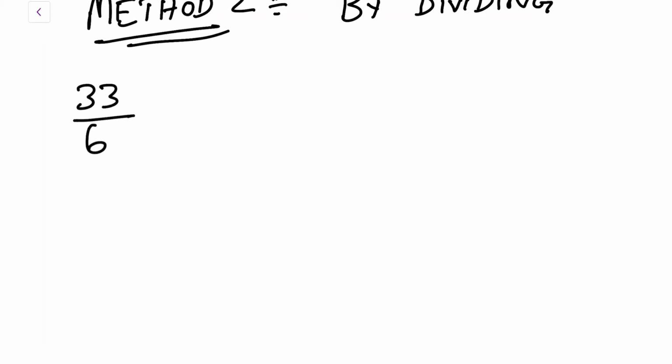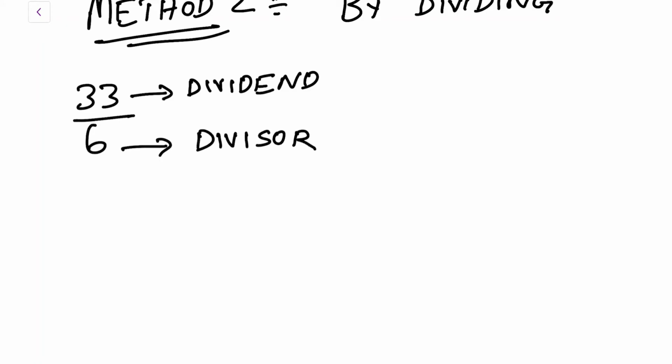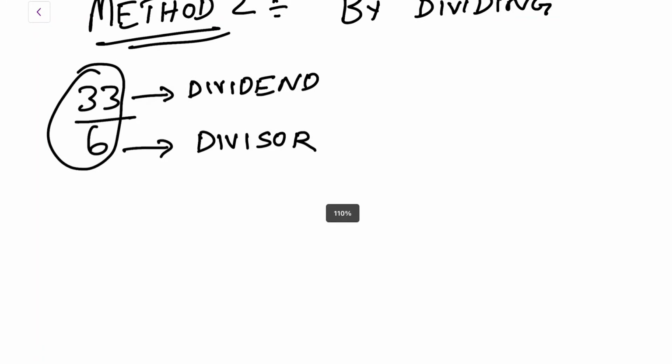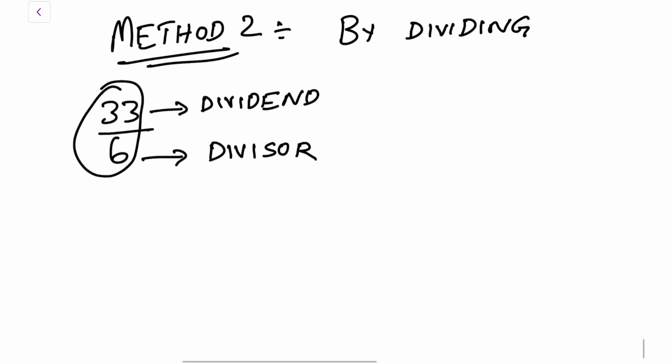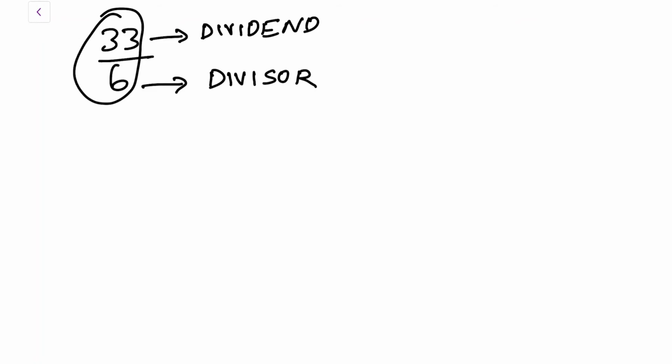33 by 6. I'm going to tell you the steps. Here we can see that 33 is the dividend and 6 is your divisor. Now what are we trying to do? We are trying to change this fraction into its decimal form. So listen to these steps carefully. Step 1, what you need to do is to write the dividend as a decimal number up to 3 decimal places. What do I mean by that? Dividend is 33. So I'm going to write 33 as a decimal number with 3 decimal places.